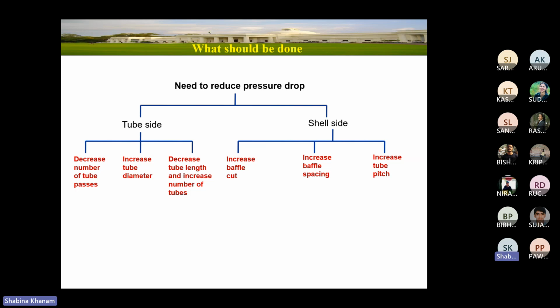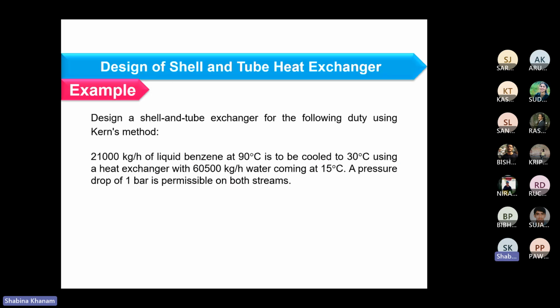So that we have discussed, and we have seen that to bring these parameters within the range, I can make the change in tube side and shell side. So you can consider that, and to illustrate the design procedure further, I will take a detailed example of this shell and tube heat exchanger.